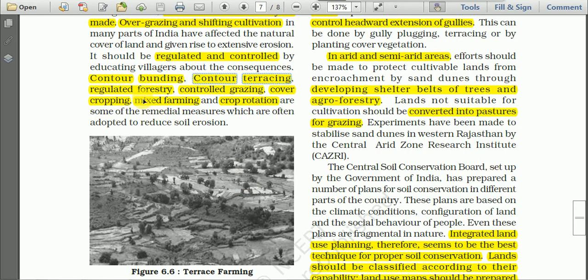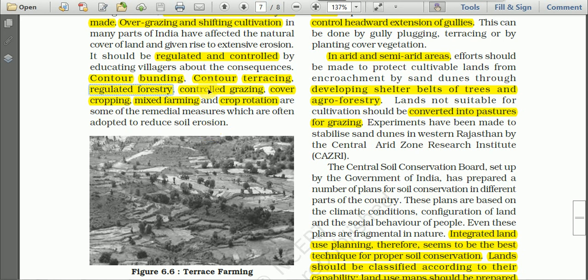And regulated forestry, about it we have learned earlier. We can do social forestry like urban forestry, then rural forestry. Different types of forestry can be practiced.